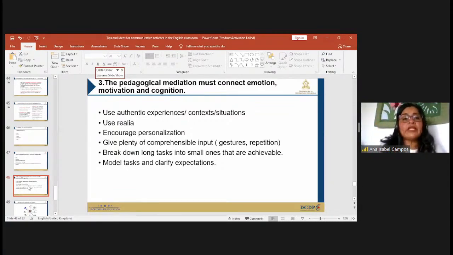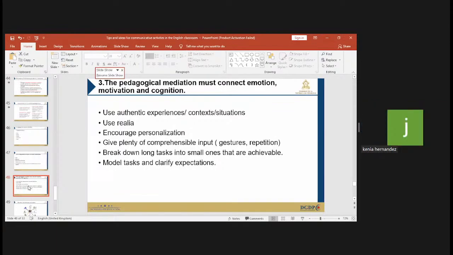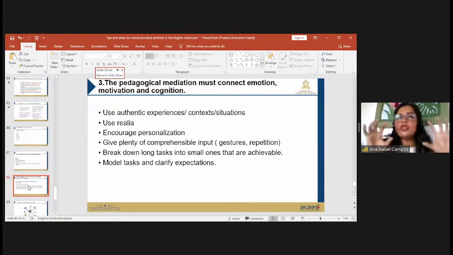So we need to make the experiences as authentic as we can and encourage personalization. Personalization is when I talk about myself, right? That captures the interest of the students. Use gestures, use repetition. Remember that nobody's going to learn a language just by seeing or listening to something just once. We need to give this input all the time. We need to recycle and recycle.